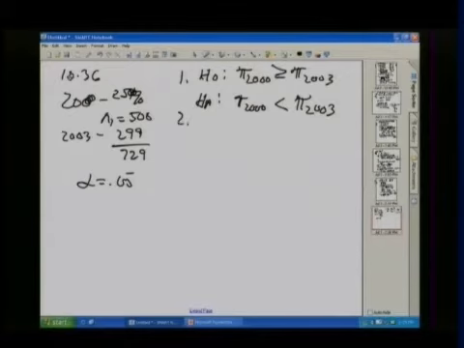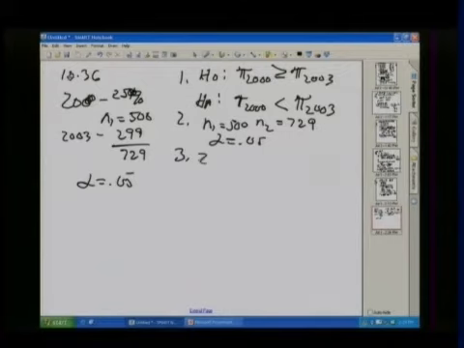That's step 1. Now again, I could have put 2003 over here on the left and 2000 over here and reversed my sign, but whichever way I decide to do it, I have to be consistent from then on. I've got to keep the columns lined up. Step 2, I need my sample sizes. N1 equals 500. N2 equals 729. Alpha equals 0.05.